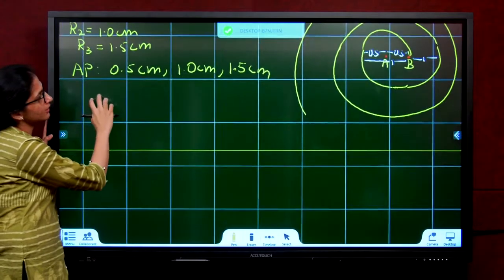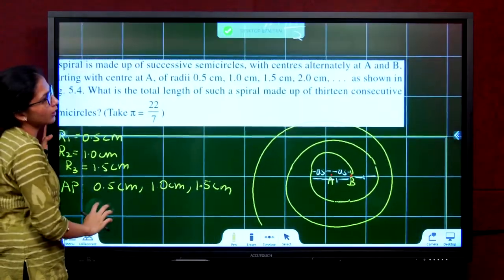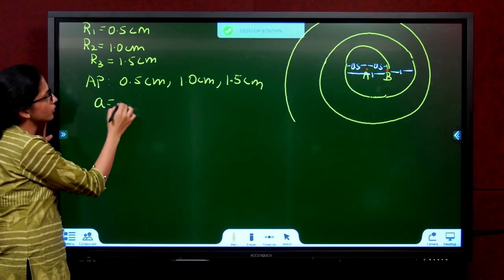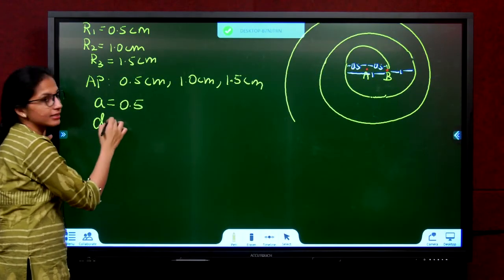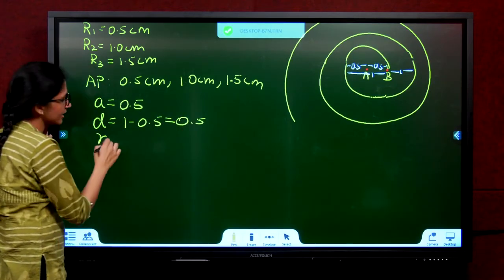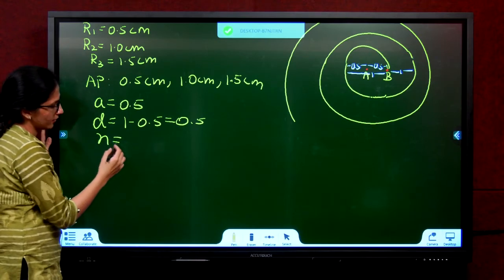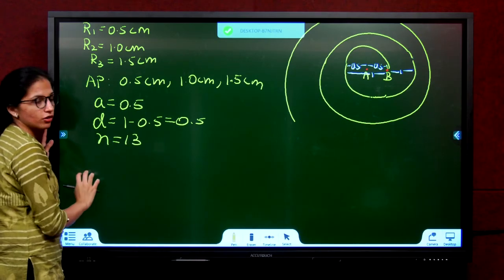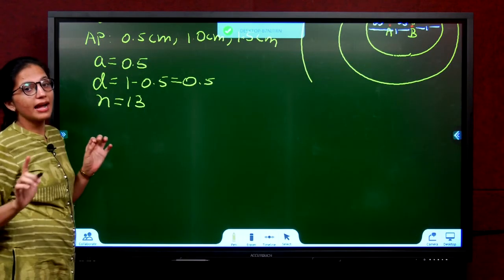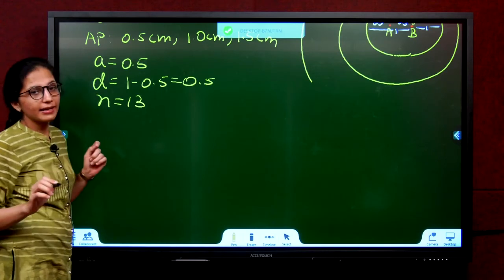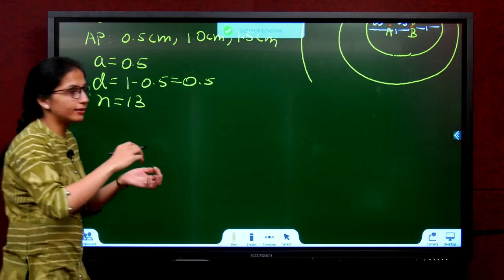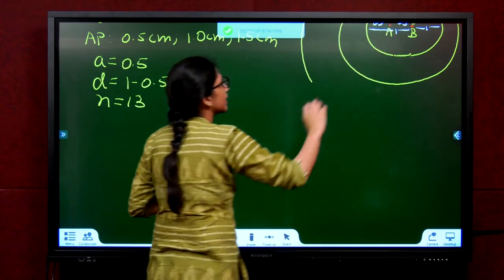Since they form an AP, they've asked to find up to 13 such consecutive semicircles. So a is equal to 0.5. d is equal to 1 minus 0.5, also 0.5. n is 13. But now, AP is this, but you will not be adding r1 plus r2 plus r3. Why? Because you are taking semicircles. You have to add pi r and go.